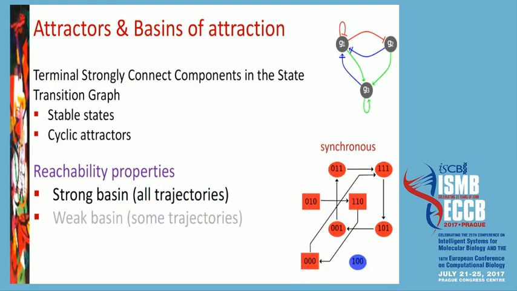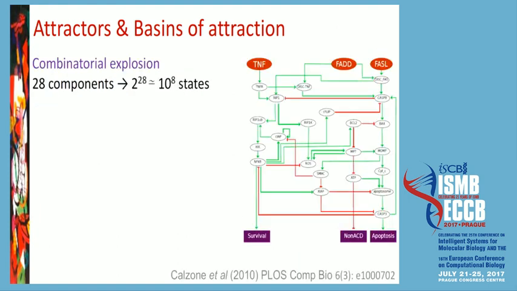Note that in this synchronous behavior, because it is deterministic, we don't have this notion of weak basin of attraction, so every state will lead ultimately to a unique attractor. And here my two states which were able to reach the stable state are now in the basin of the cyclical attractor. So things are really different depending on the updating mode.